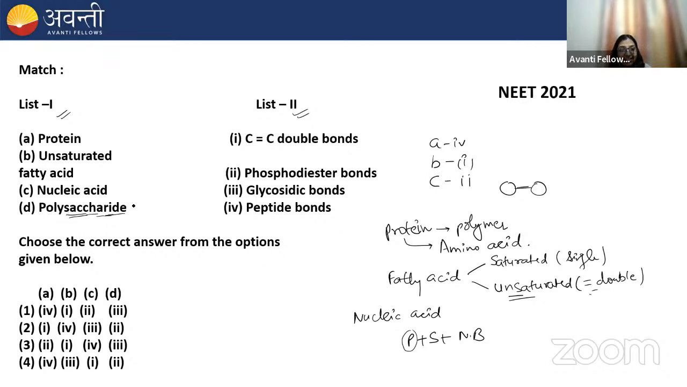D is a polysaccharide. We know that monosaccharide units join together and form a polysaccharide, and these polysaccharides have a linkage known as a glycosidic linkage or glycosidic bond. So D matches with 3. So A with 4, B with 1, C with 2, and D with 3. So the correct option is option number 1. I hope it is clear to all.